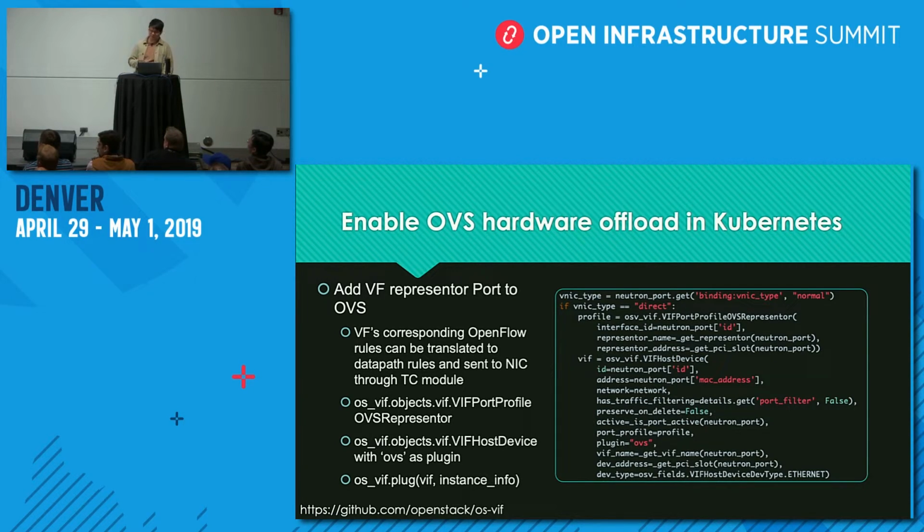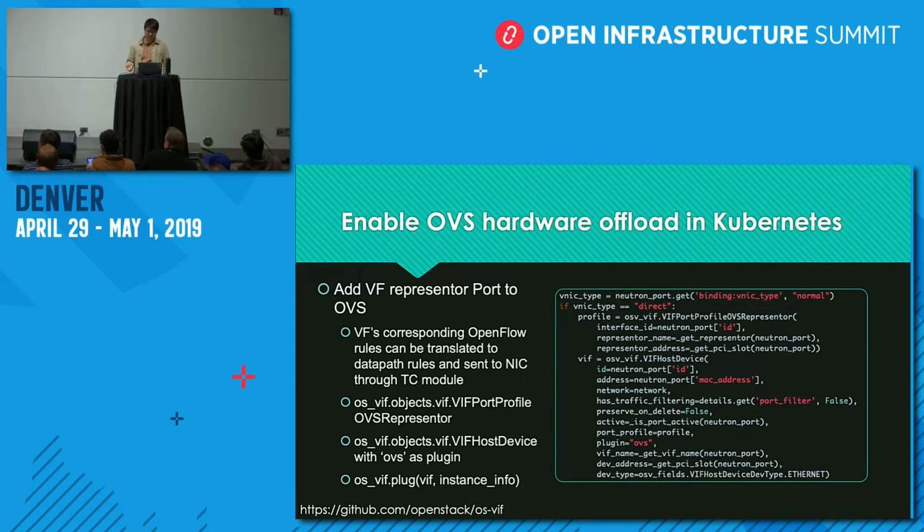But a VF is using PCI pass-through to bypass the operating system's kernel, so it is invisible to OpenResearch, and that's where a VF representer port fills the gap. After adding the representer port to OpenResearch, OVS can send corresponding commands to VF through the representer port.